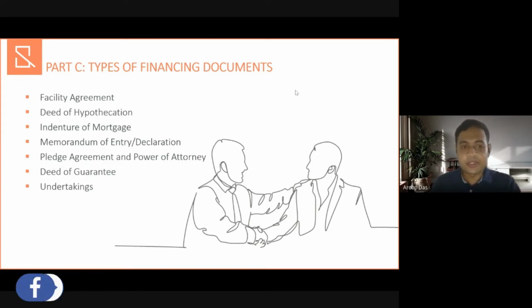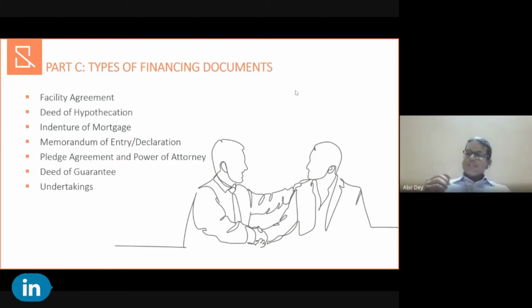Sorry, with giving possession, just a simple Deed of, thing. You have read bailment in the Contract Act, but in actual practice it is implemented through a pledge agreement and power of attorney. So this is the difference.